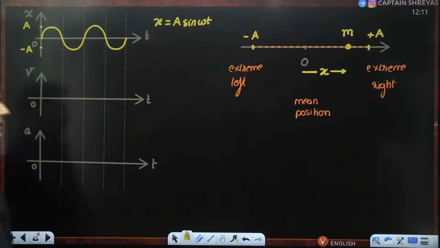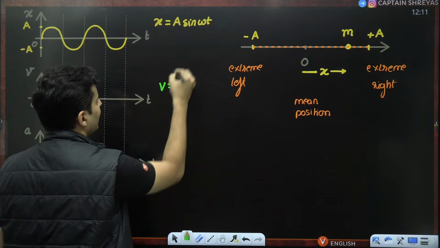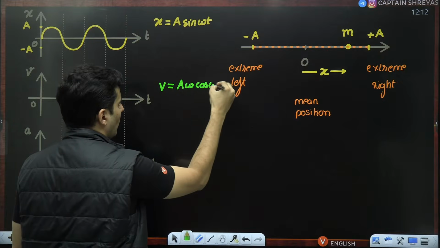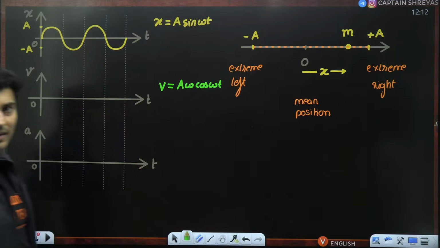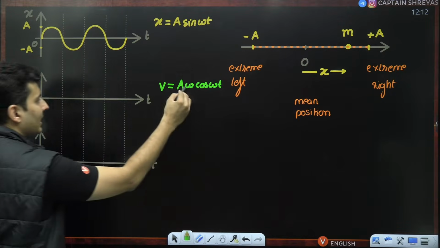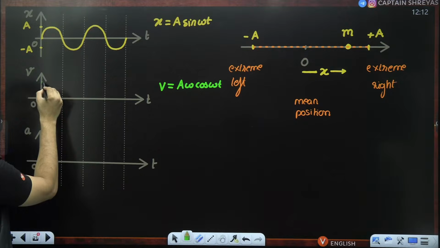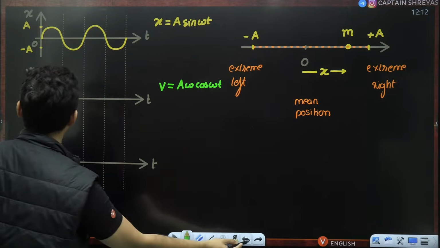What will the velocity graph be? Think about it. Velocity graph, the derivative of this, it will be A omega cos omega t. If it is sine, it will be cos. If it is cos, it is sine. So omega is that extra multiplying factor outside. So it will be like a cos function.